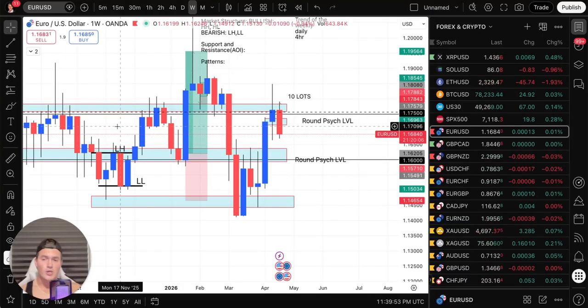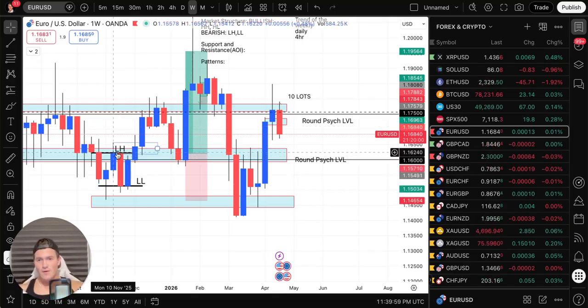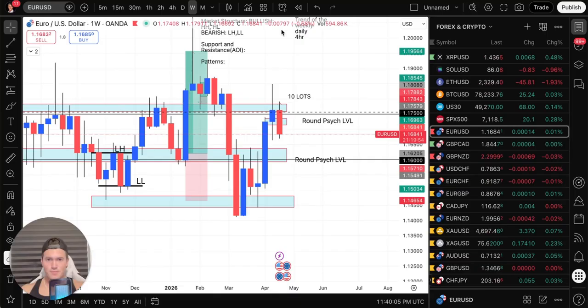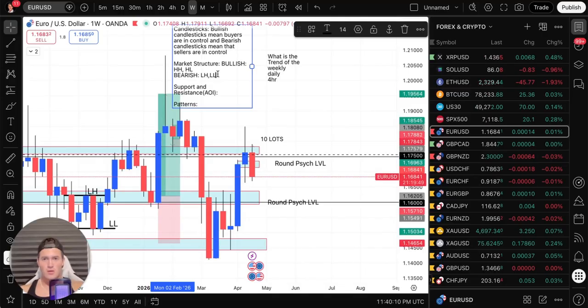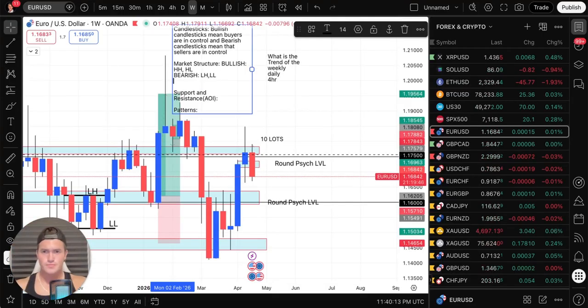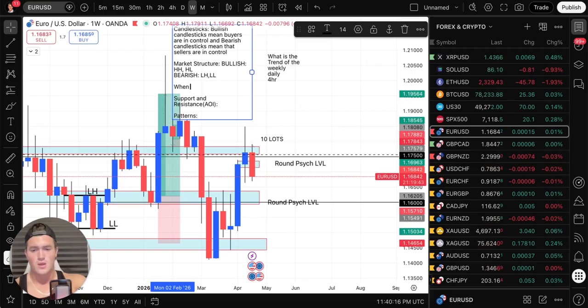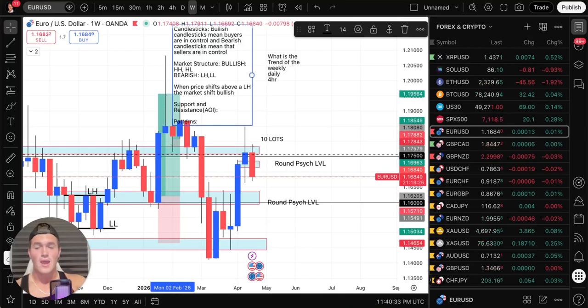Now, this is where the market shifts. Okay, when we break above a lower high, the market shifts bullish. Let me write that down. When price shifts above a lower high, the market shifts bullish, and vice versa.